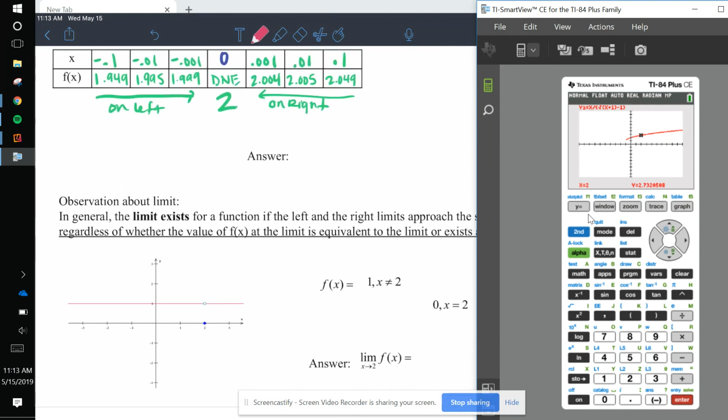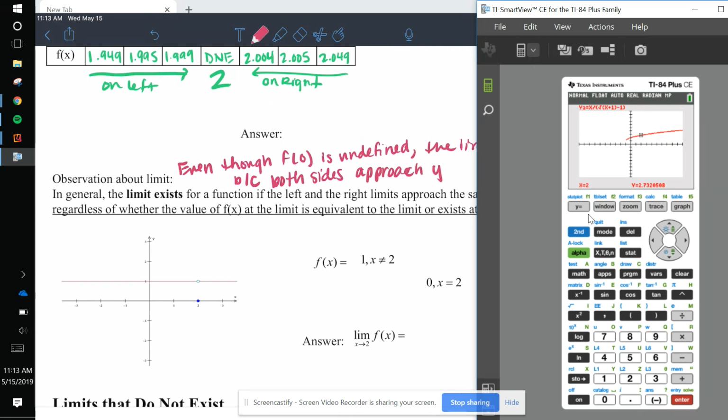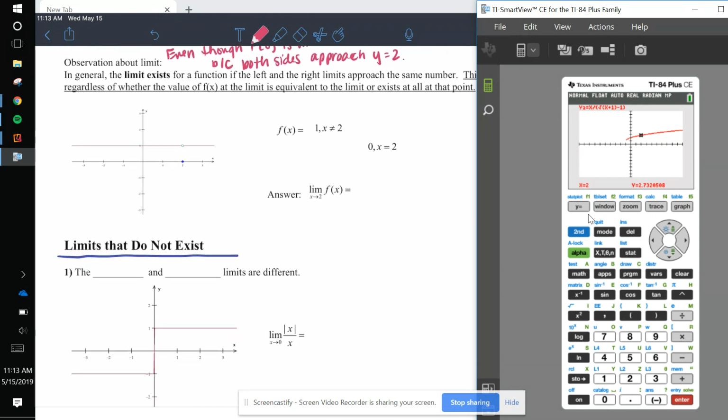Notice that even though f of 0 is undefined, the limit is equal to 2 because both sides approach the y value of 2. So it's not the actual value, it's just what we're tending towards.